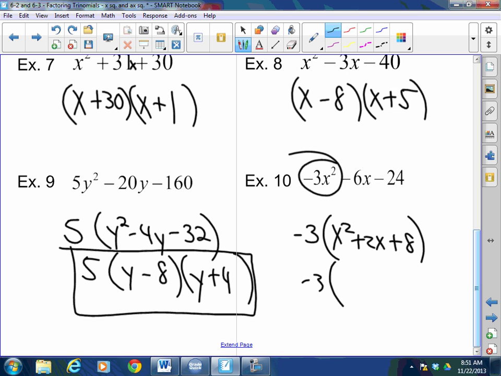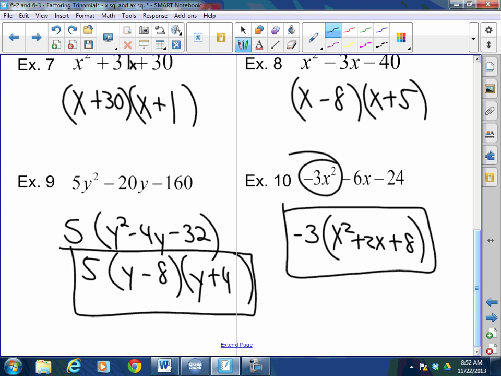All right, y'all. What times what is 8, but when added together is 2? Can't do it. It's not that it's prime, it's that this is as far as it goes. It's not prime because I did factor out a GCF. But the trinomial, I cannot go any further. If I can do nothing at all, then it's prime. If I can factor out a GCF, I factor something out. And then that's it. It's as far as I can go. Because nothing times anything is 8, but when added together is 2.